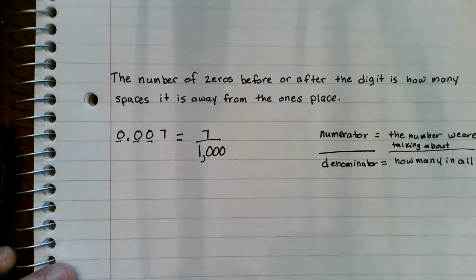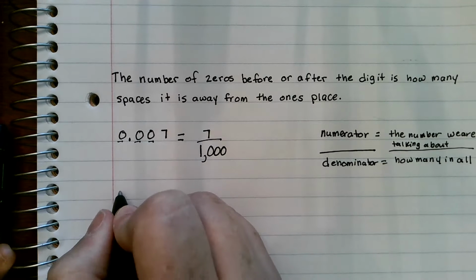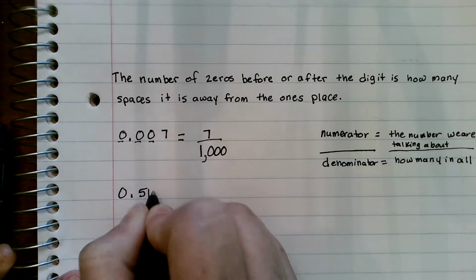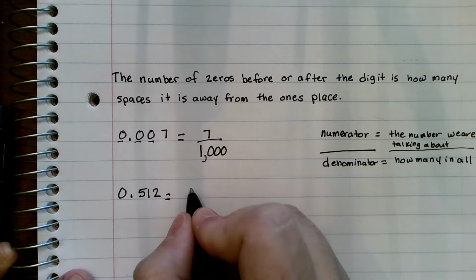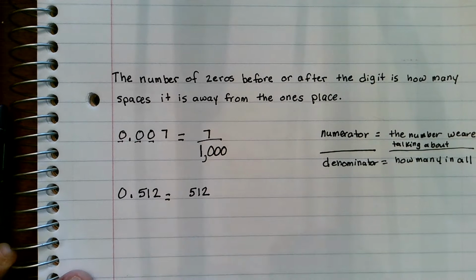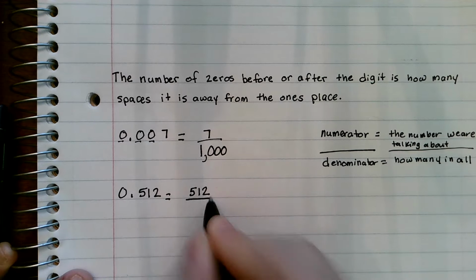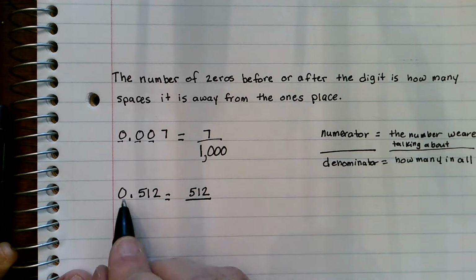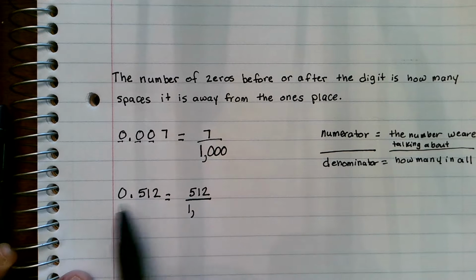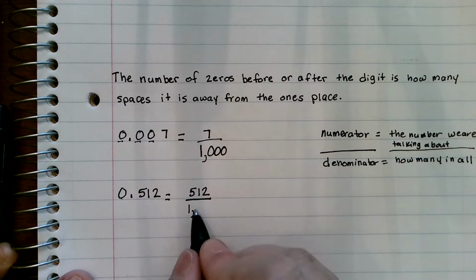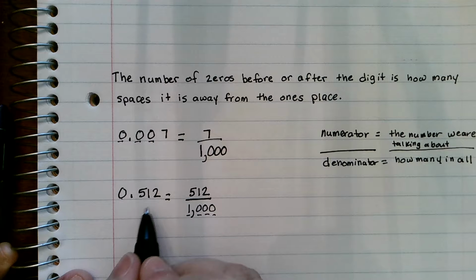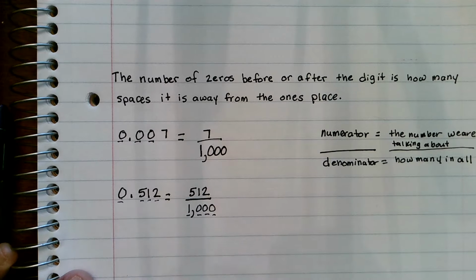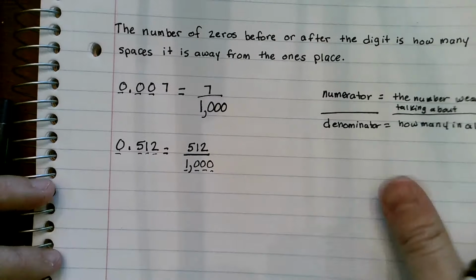Now, if I have the number 0.512, all right, I'm talking about 512 of whatever this is. And so we need a 1, and then the last number is 1, 2, 3 away. I have a total of 4 numbers here, and 4 numbers here. So that's 512 over 1,000. All right, now let's try it going in the other direction.